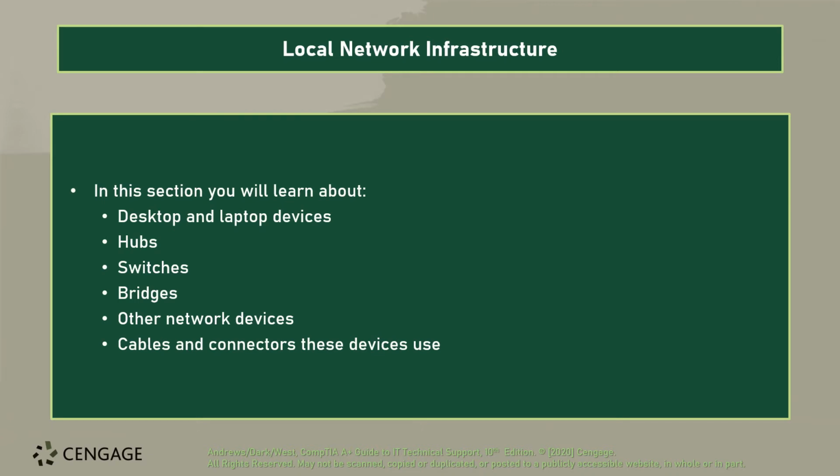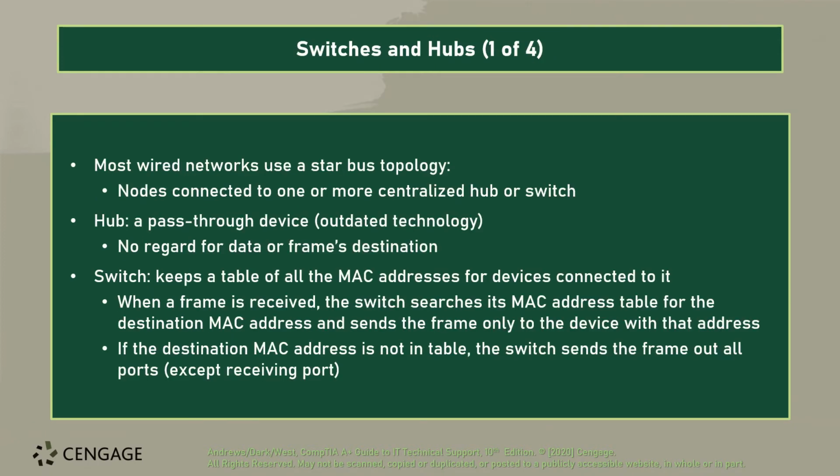Now, when we talk about local network infrastructure, we're talking about things like your actual desktops, laptops, tablets, phones, hubs, switches, bridges, other network devices, and then the connection media that goes in between these devices. Most wired networks use what's called a star bus topology, where nodes are connected to one or more centralized hubs or switches. And you will sometimes see what's called an extended star or hybrid topology, where you have a star within a star within a star. A hub is an outdated piece of technology that traditionally just acts as a pass-through device.